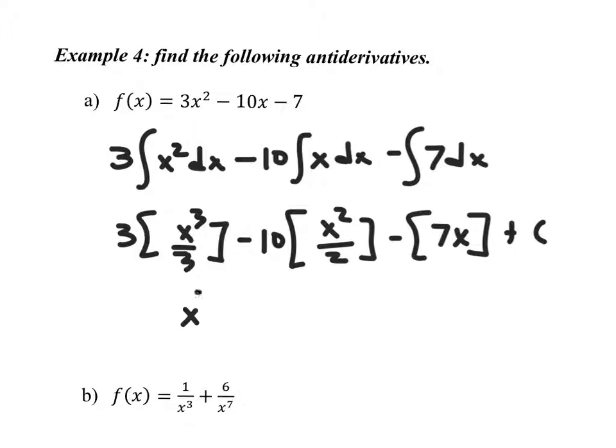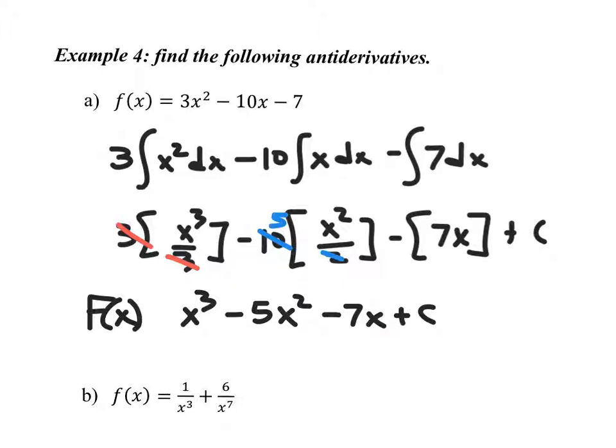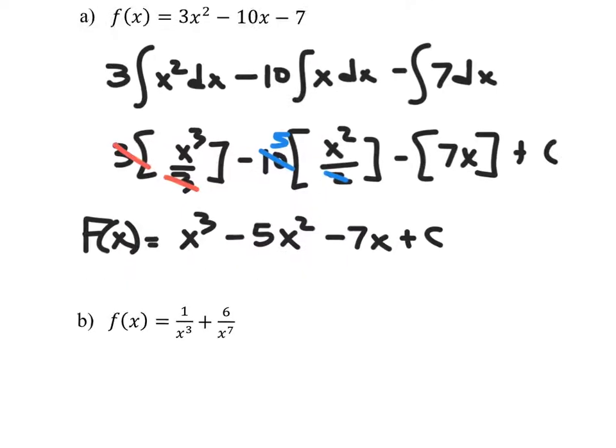So it looks like I'll get x cubed. These 3's will cancel. Looks like the 10 and the 2 will cancel, make that a 5. So that would be negative 5x squared. And then here I'd get negative 7x plus some value. Right? So big F of x, the antiderivative, would be that.